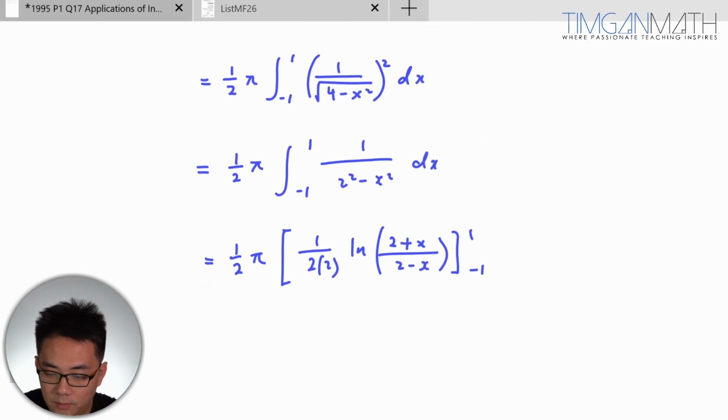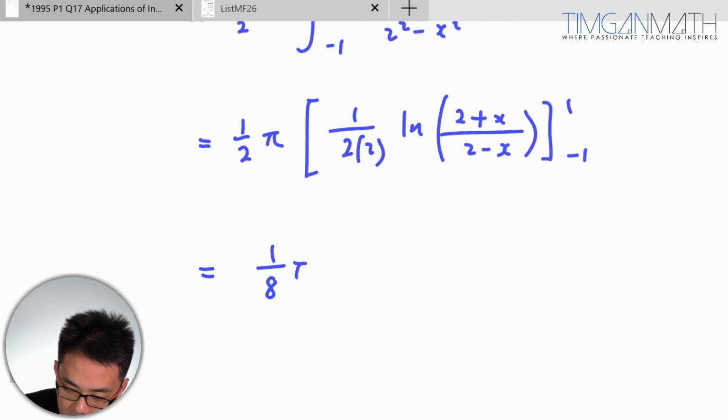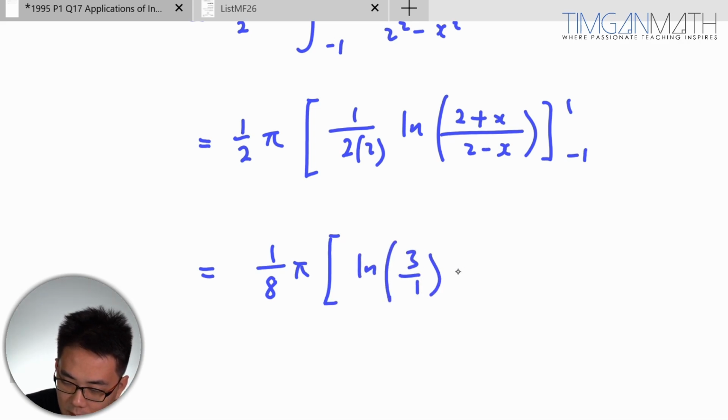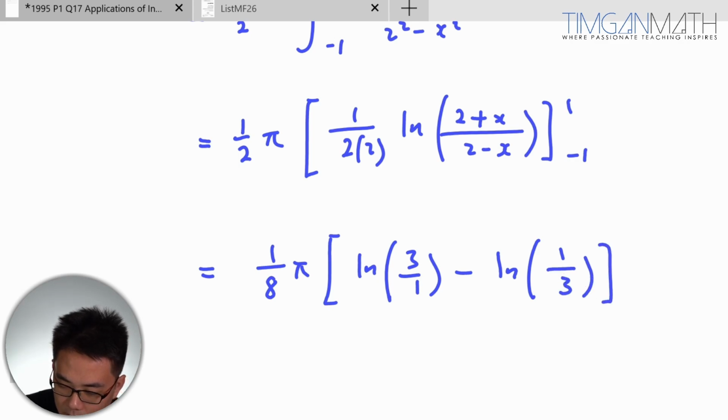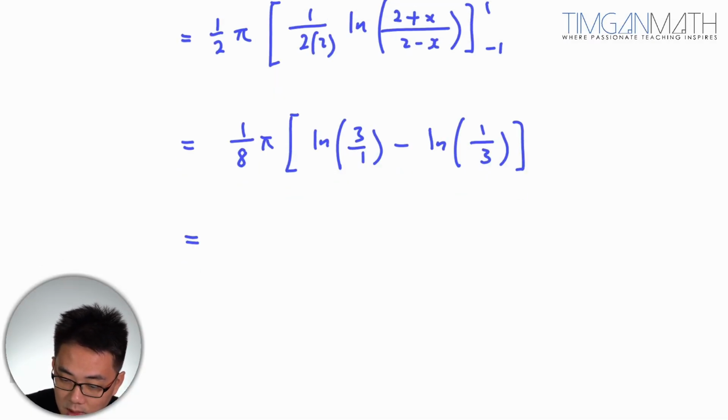Okay, so there you go. Once this is done, we're going to get 1 over 8 pi times 3 over 1 minus ln 1 over 3. So when we do this, what I did was I just took the 1/4 out, right? That will be easier. So this will be 1 over 8 pi.